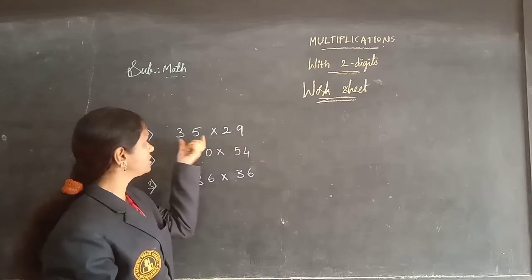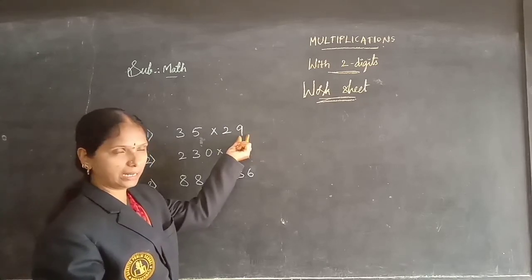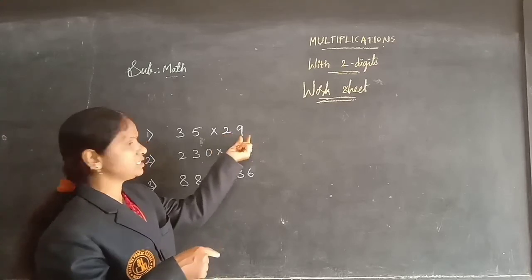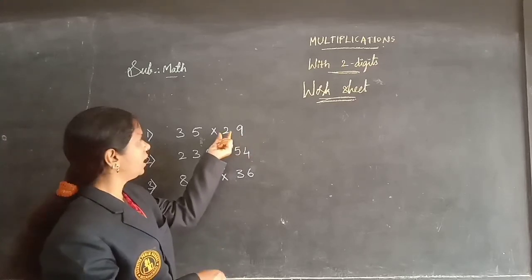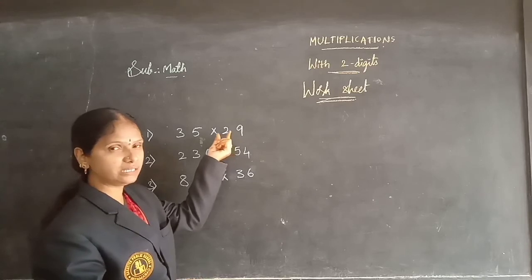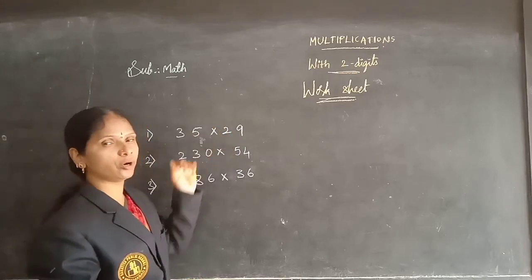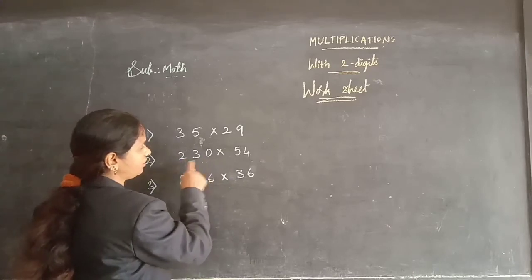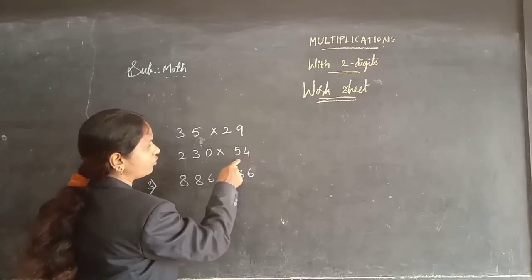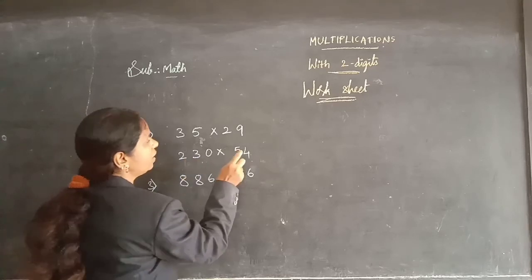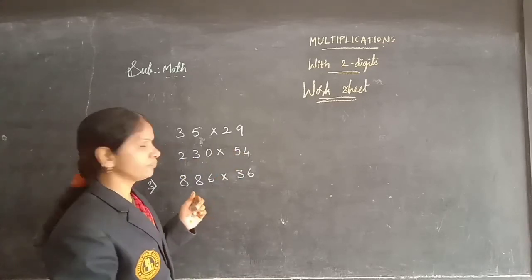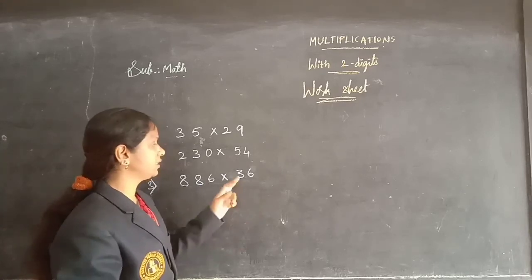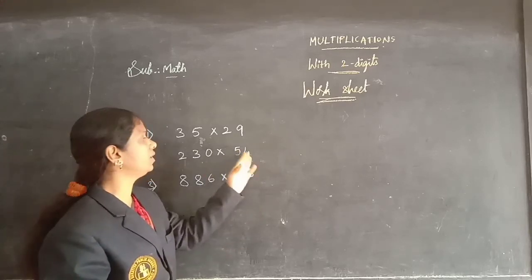First you multiply this 35 by the 9 table, and later you leave the ones digit and the ones digit of the product, and you multiply by the 10th digit, which is 2. Then you add those 2 products here. Coming to the next problem, 230, a 3-digit number, into 54, a 2-digit number. And here 886 into 36. 3 table and 6 table. Here 5 table and 4 table.